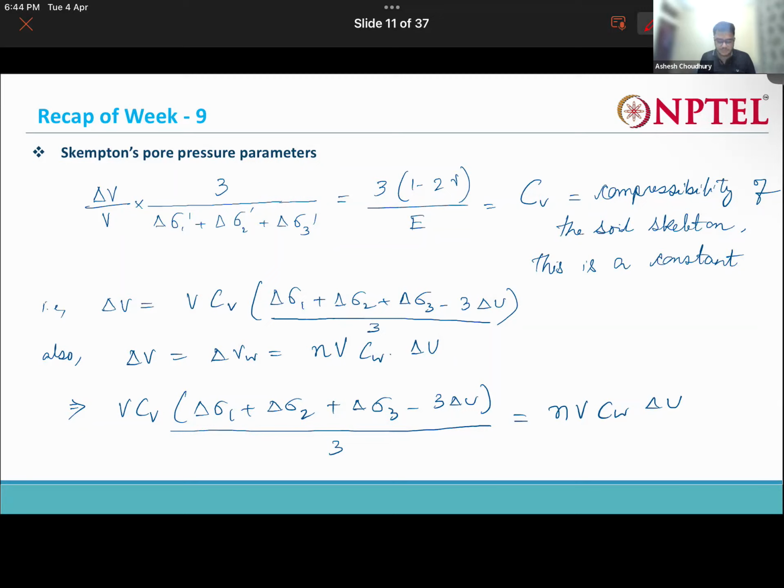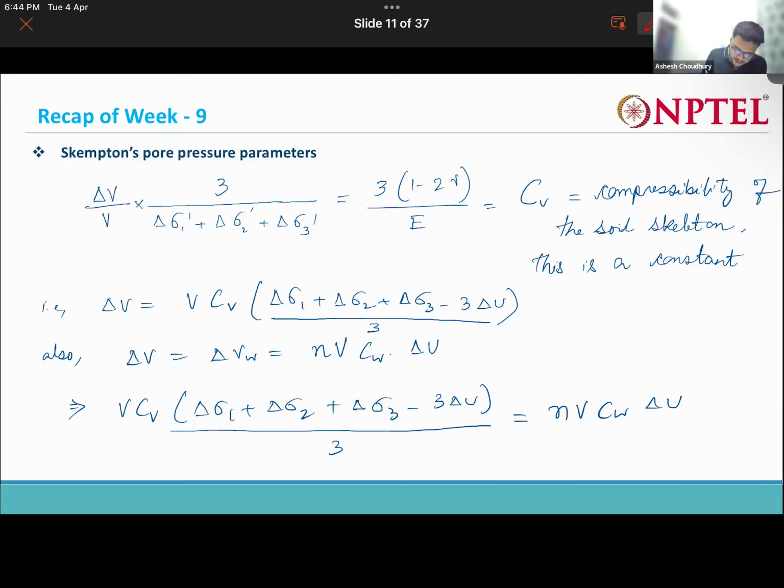Now, from the basics of soil mechanics, these A and B parameters were derived by Skempton. This was completely discussed in the theory class, but I will still go through it so that you can recapitulate.